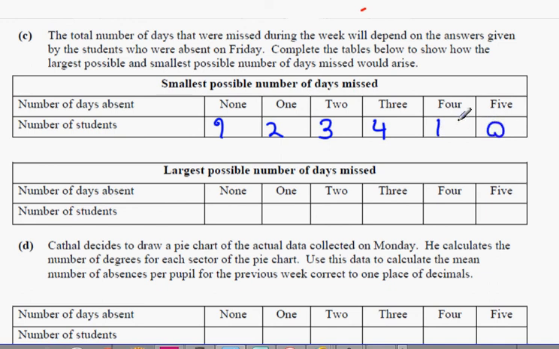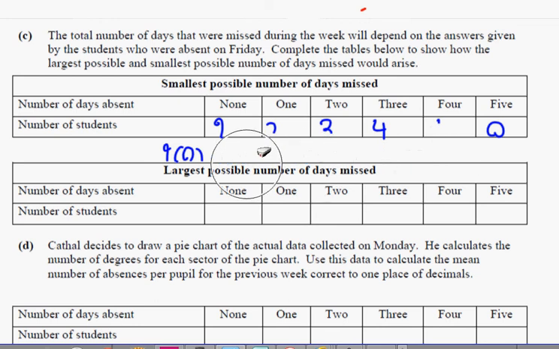Okay, if what we want is the minimum value, if these 5 students were out, where would you like them? You want these numbers, when you add them all up together, to be the lowest amount possible. So for example, right now, at the moment the number of days missing is 9 times 0, plus 2 times 1, plus 3 times 2, plus 3 times 4, plus 4 times, it's 1 times 4.